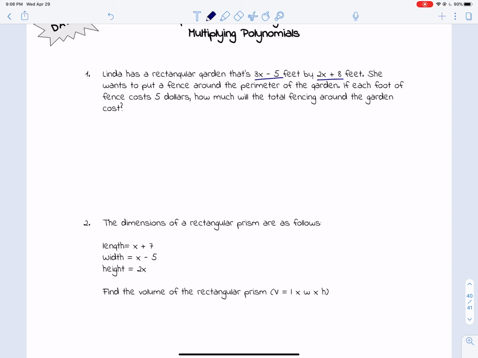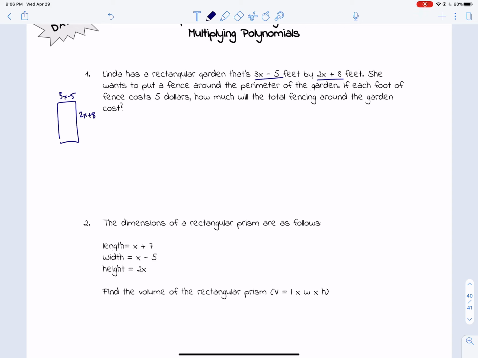Okay, so let's figure out the perimeter of the garden. That's what we need to know, right? Do we know anything about the area? Does it say anything about the area? It doesn't. So we're not even multiplying. We're just adding these together. So again, I'm just going to draw a picture here. 3x minus 5, 2x plus 8.